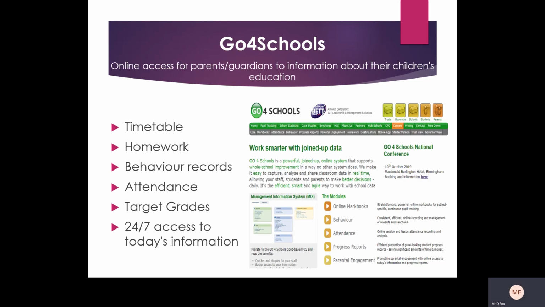Hopefully by now you are familiar with Go for Schools, but if you're not, Go for Schools is our kind of online portal where you can access all information about your child's education. So the timetable that they follow is on there. The homework is being set by teachers, so you can see the homework that is available there and when it is due. Any behaviour records or attendance records, also target grades are on there as well, so you can see the level that your child should be expected to achieve for the end of year 10 and also GCSE, and also performance. So when teachers put current grades, that will be available on there as well, and it's available 24/7. You can log onto a computer to do it, or you can log onto a phone and get that information as well.